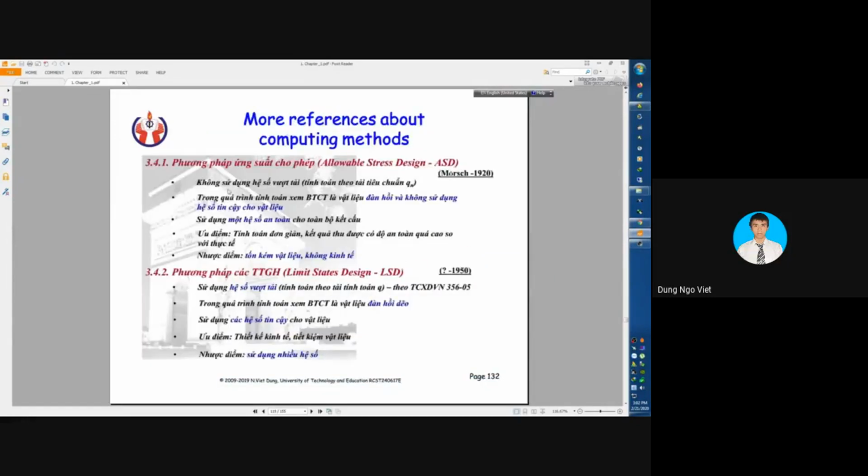So here are some references in Vietnamese you can look for.